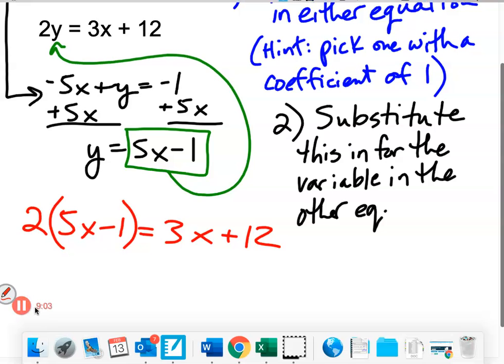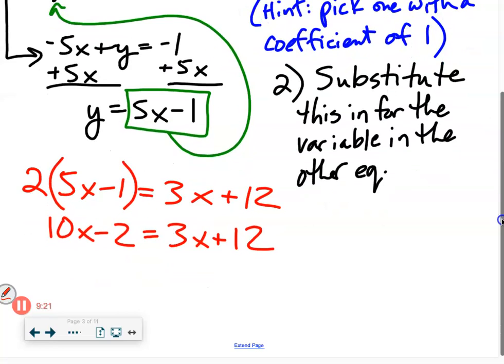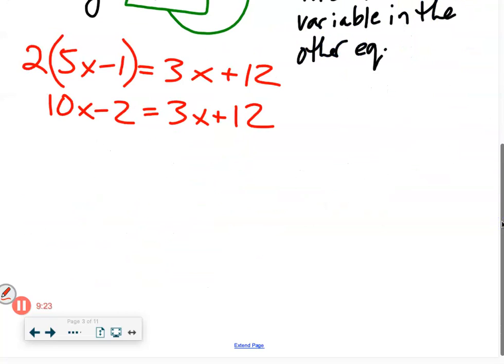Are you ready to walk me through this? What should I do first? The 2. Well, yeah, and so we're going to distribute the 2 in, so what do you get? 10x minus 2. Very nice. All right. Now there are several ways I can go next. What would you like me to do next? Minus 3x. Okay, minus a 3x. Tori agrees with you, so that's good.